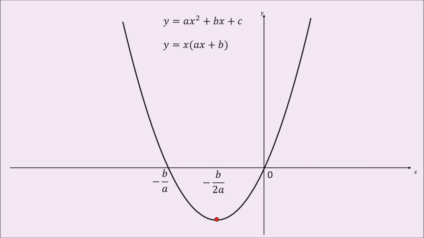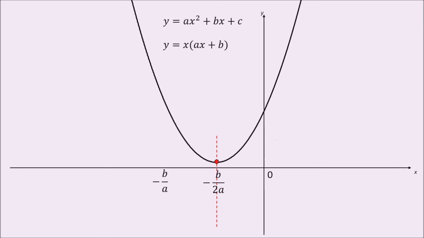Here's where the book's formula comes from. The parabola in general form is y equals ax squared plus bx plus c. If we subtract c, it moves down, and we can factor it as x times ax plus b. So the x-intercepts are 0 and negative b over a. The axis of symmetry, or the x-coordinate of the vertex, is halfway between those, which gives you the negative b over 2a. But you don't need that formula if you understand what's going on.